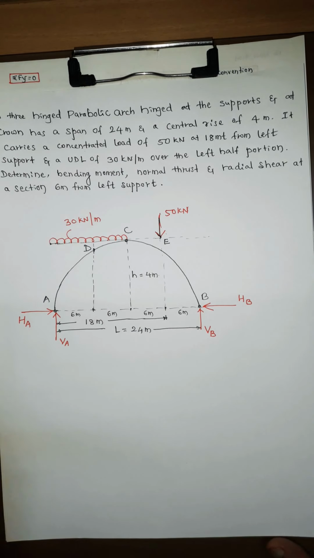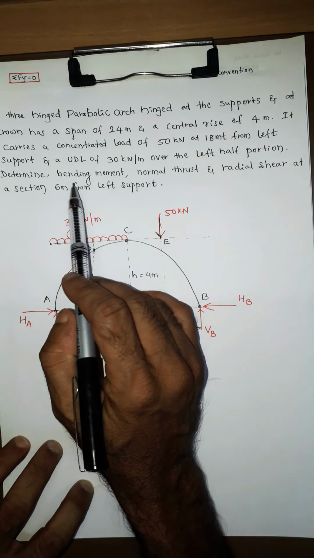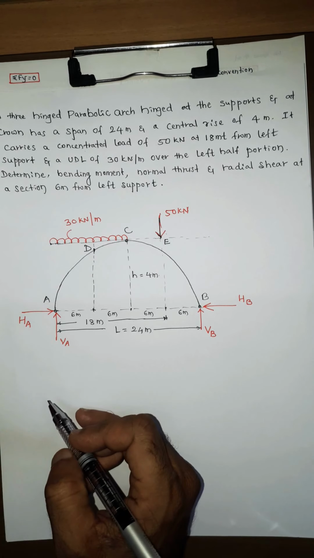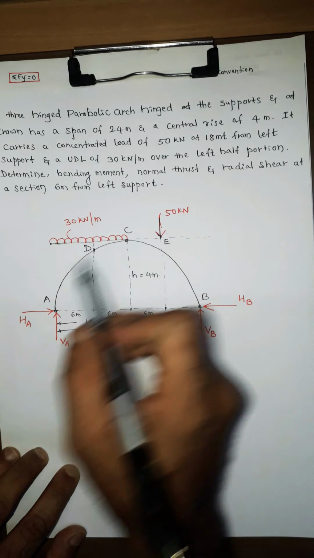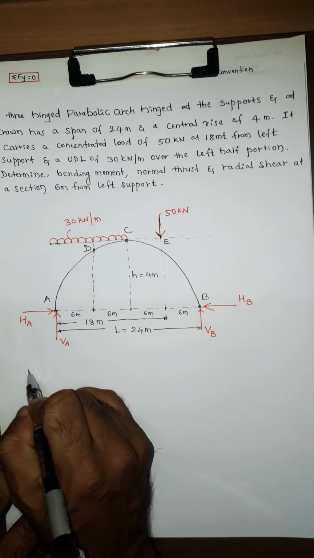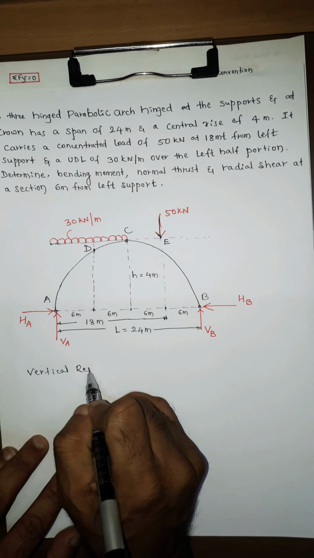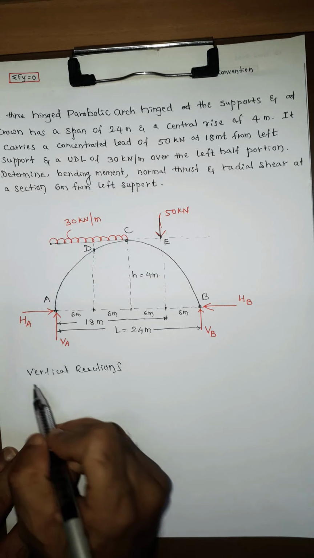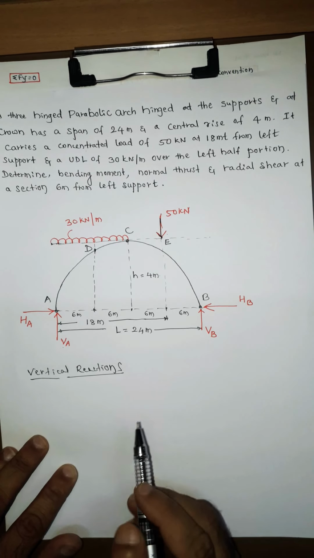Okay, so now let us solve this problem. As per the problem, first we are going to find out the reactions. As you already know, when you want to find out the reactions, we are going to consider the complete arch. So first we will find out the vertical reactions, that is VA and VB.